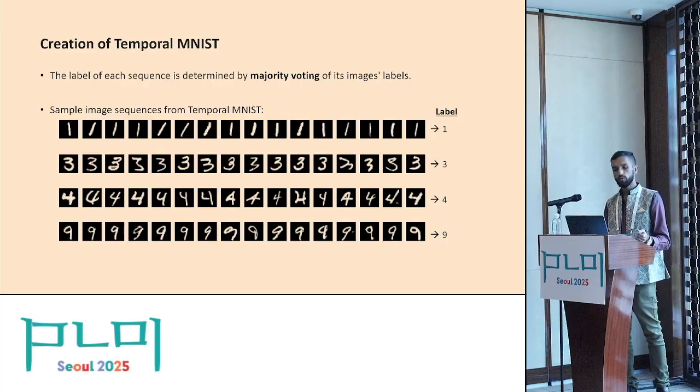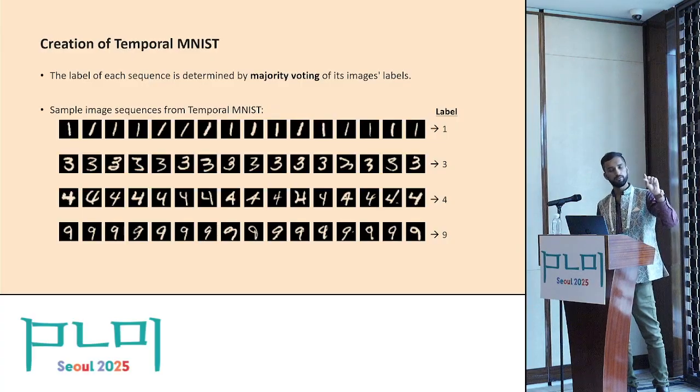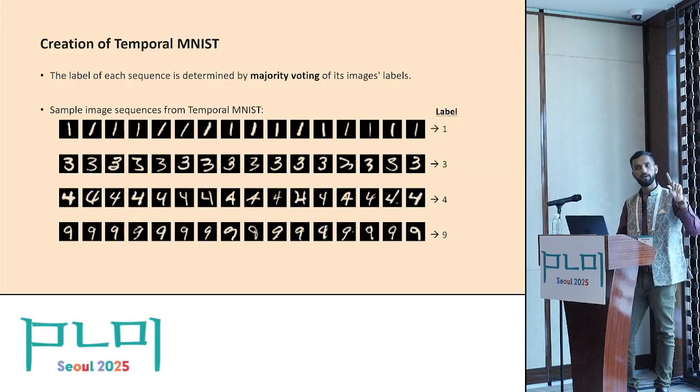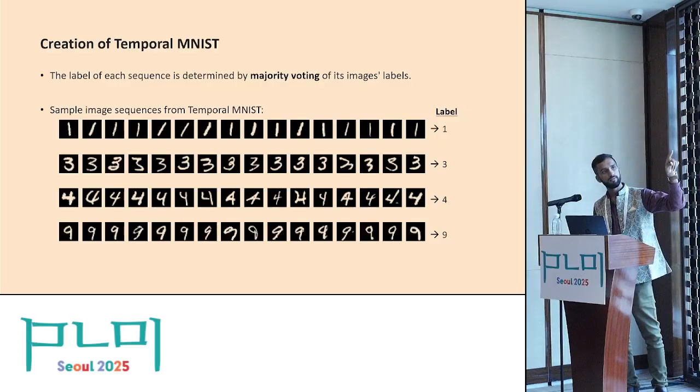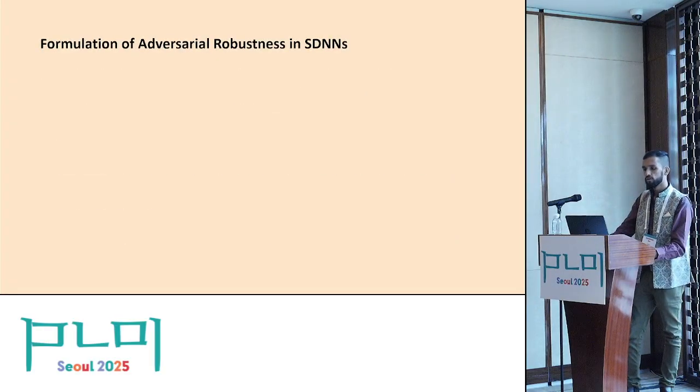And now what is the label of each of these sequences? It is determined by the majority voting of the images' labels. So here are some sample images from the temporal MNIST of sequence length 16. You can see.